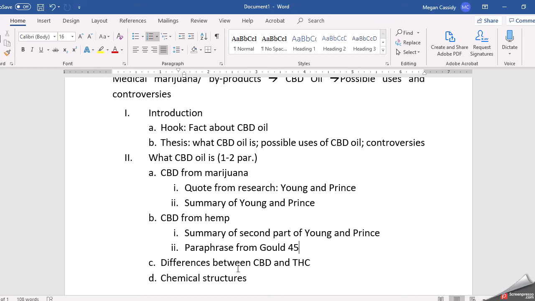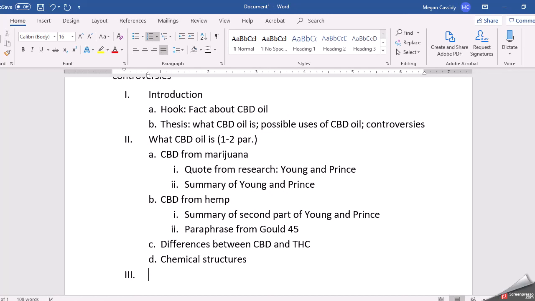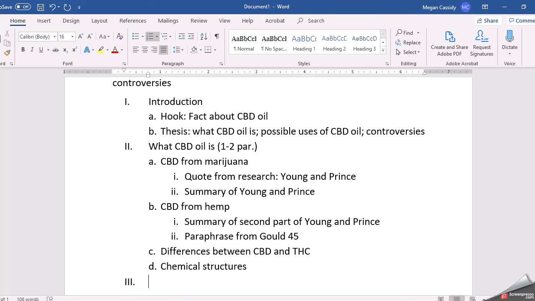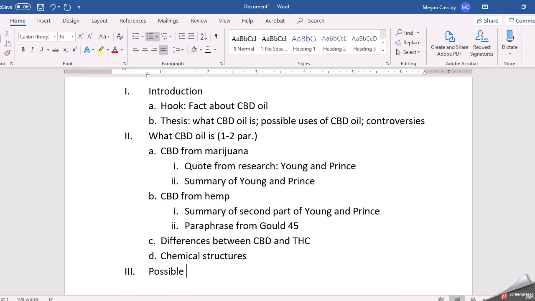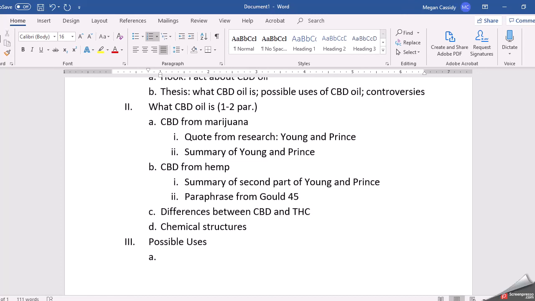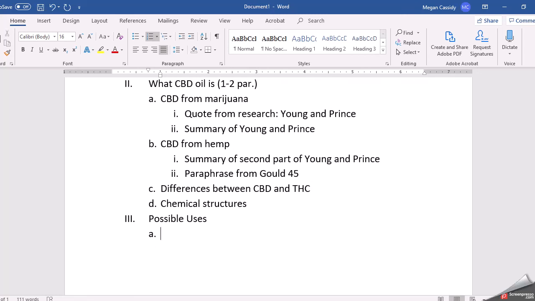And talking here about giving a definition first. Then let's say my next point would be possible uses is next, right? So possible uses. Here, when we're talking about something medical, there's a lot of things with CBD oil right now that are being claimed and then other things that are being proven. So I might have like a few things about like physical benefits.